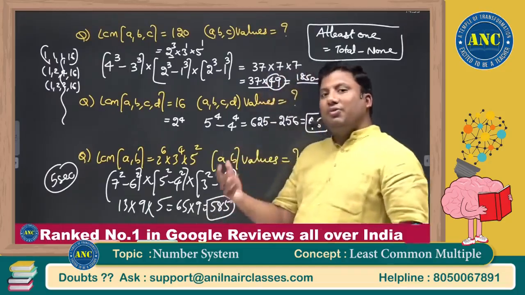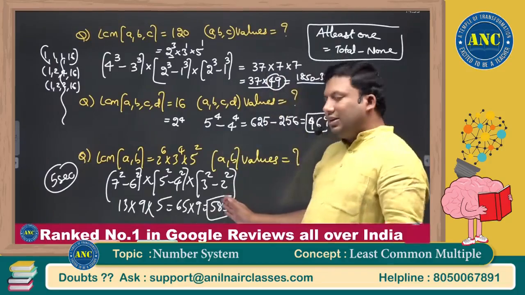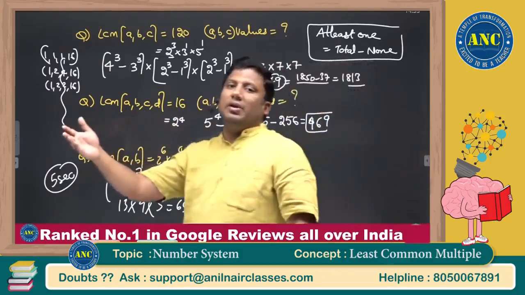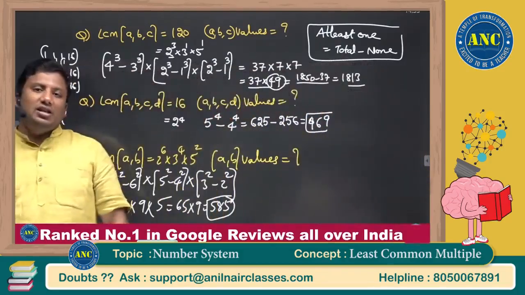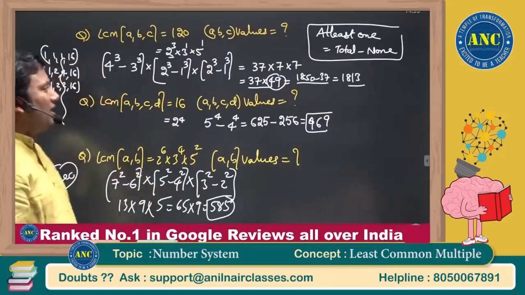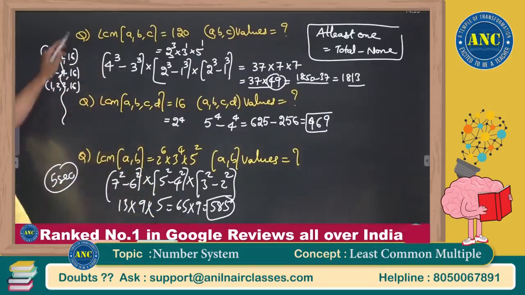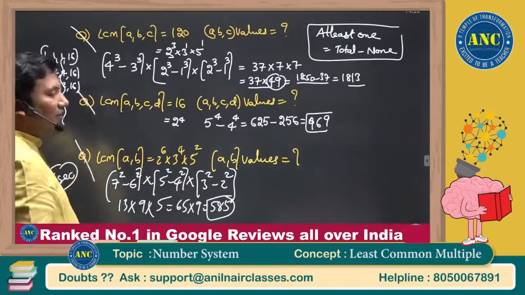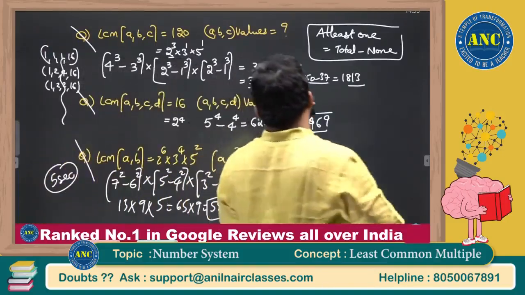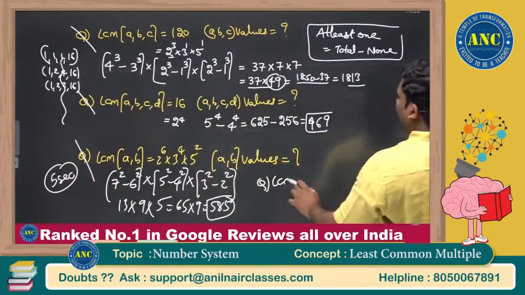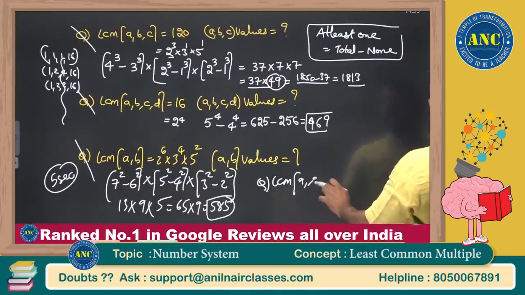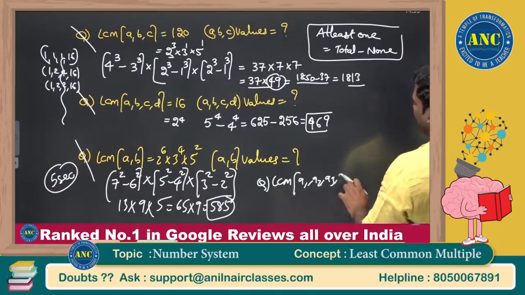585. In case you want an unordered pair, half of the cases will be A greater than B, half of the cases will be A less than B, and one case will be A equal to B. I hope these 3 questions are very, very clear to you. Even if the question has any number of variables, let him give, the answer should be there on your fingertips.